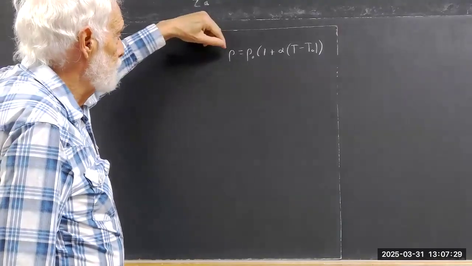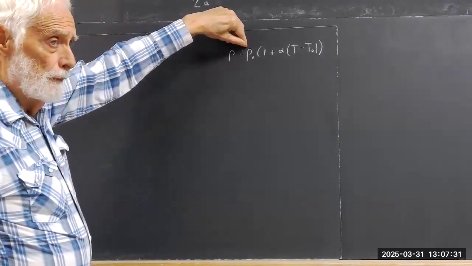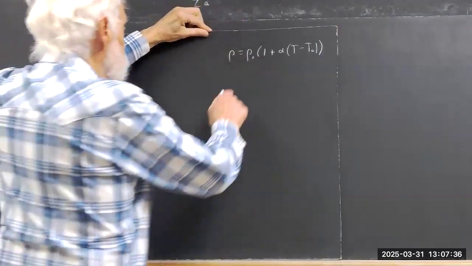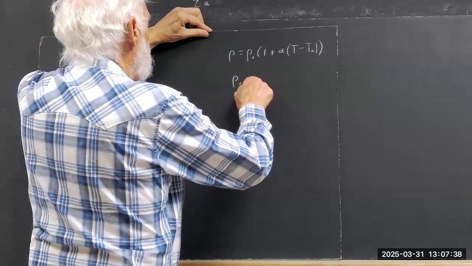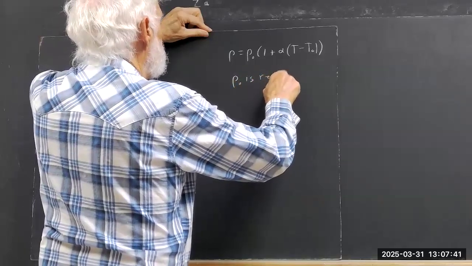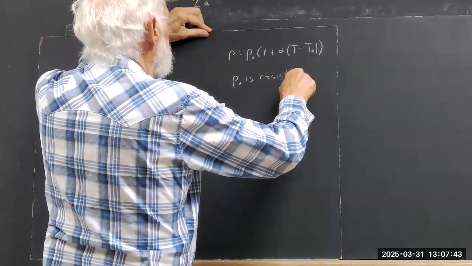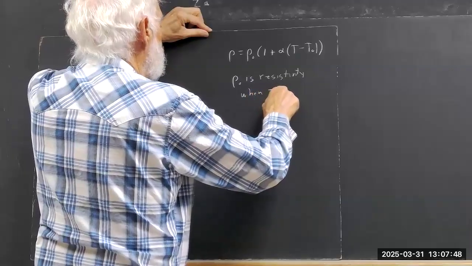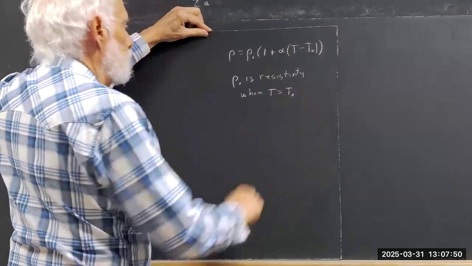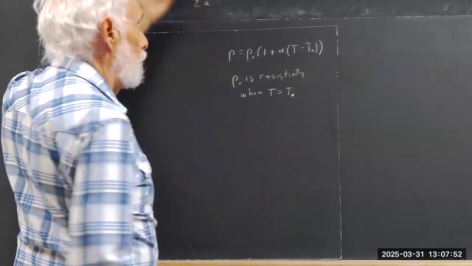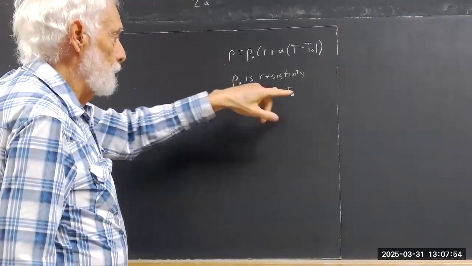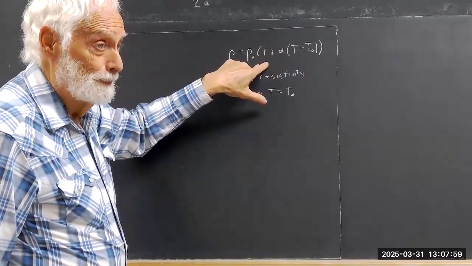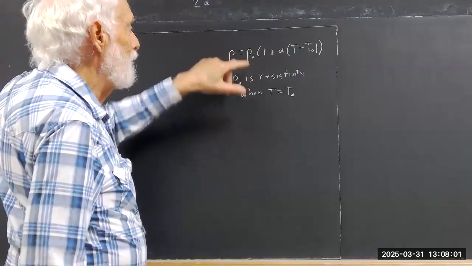What this says is you have some rho naught resistivity. Rho naught is your resistivity when the temperature is T naught. Because clearly if the temperature equals T naught, this is 0, and you just have rho naught times 1, right? Well, that's not why this is it.